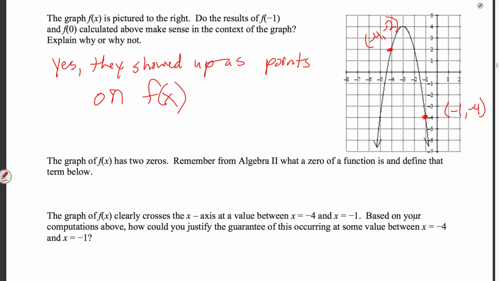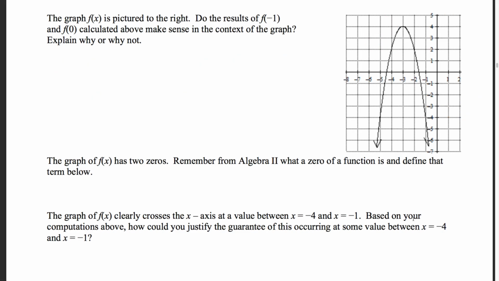Now, what about this? The graph of f of x has 2 zeros in it, right? I want you to define or talk about what you think they mean by zeros in a graph. So looking at this graph, if I told you it has 2 zeros, what do you think it means by the term zeros?